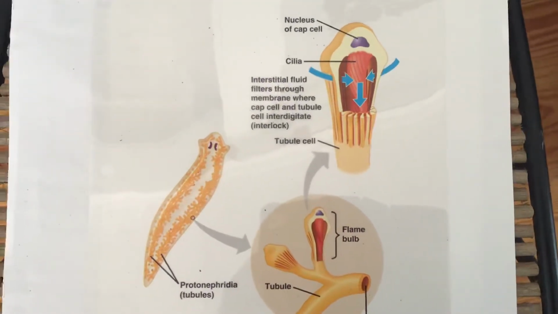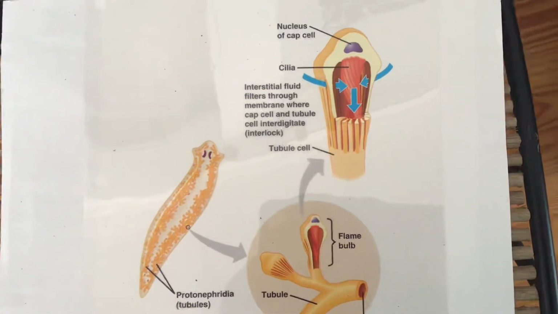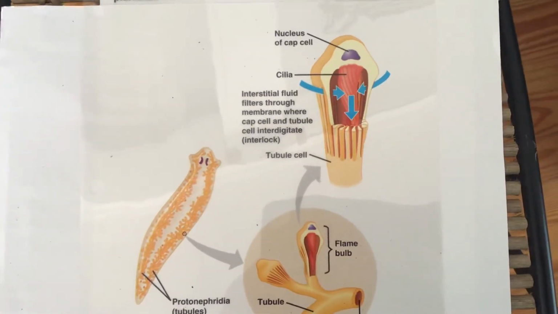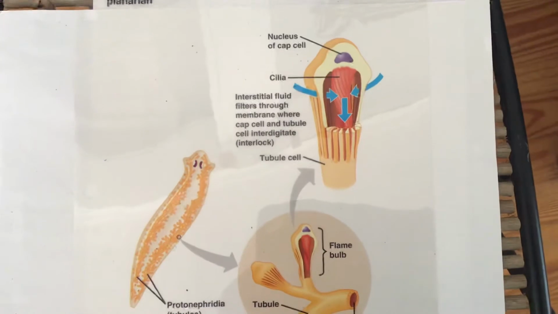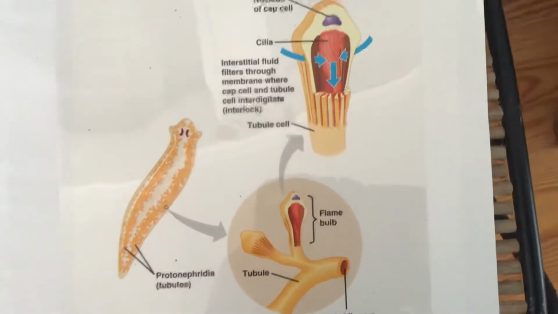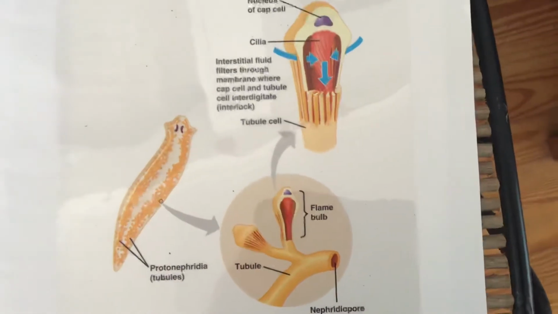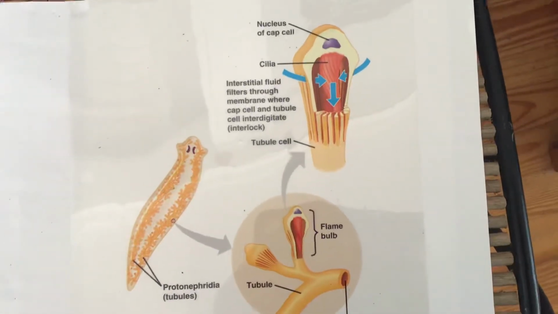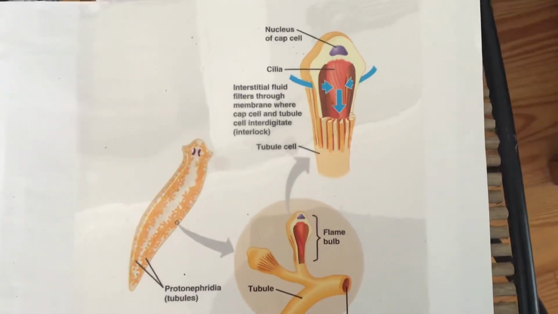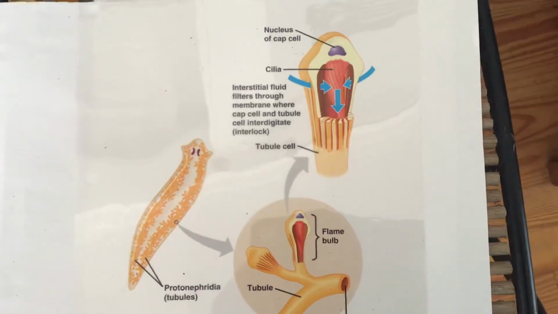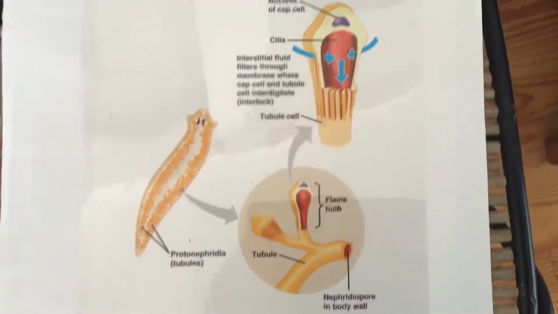Anyway, as the water passes through the flame bulb, it's going to be removing that nitrogenous waste, because the waste is going to be moving out of the duct, or what they call the nephridiopore. But as it moves out, there's no nitrogenous waste in there, and there will be a diffusion gradient for nitrogenous waste into the flame bulb. All right, so that's how that would work.